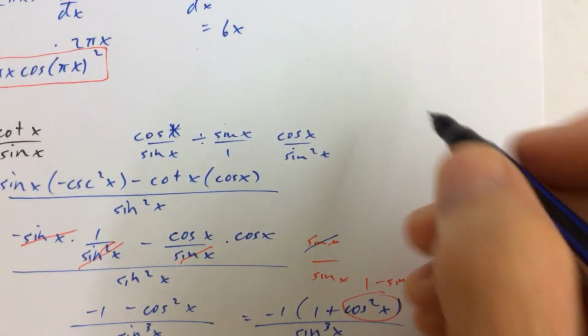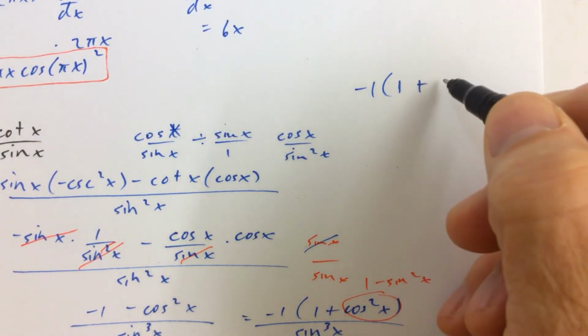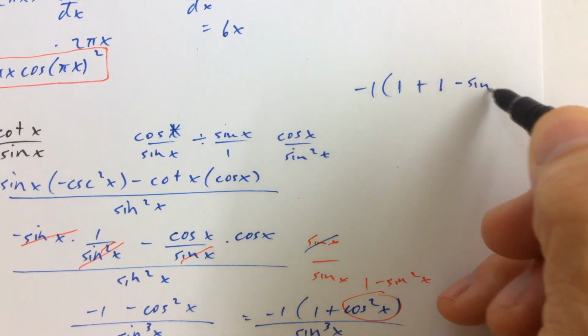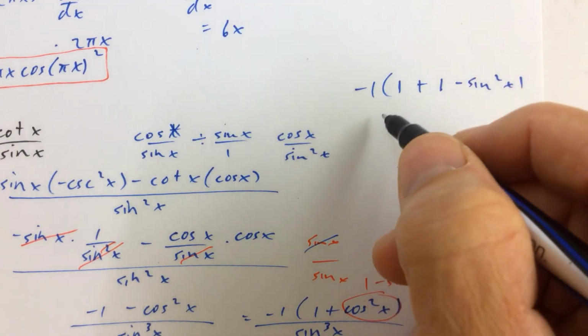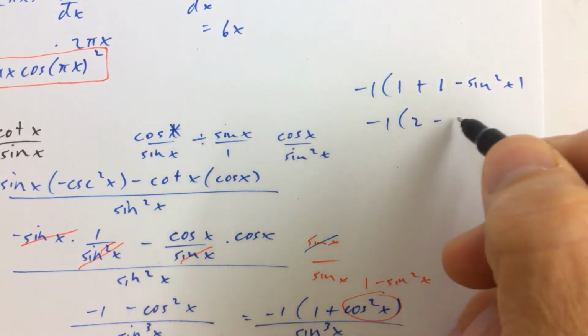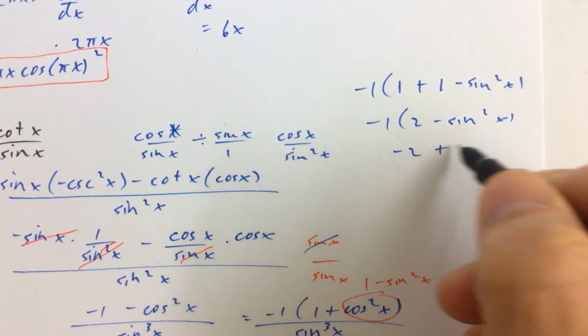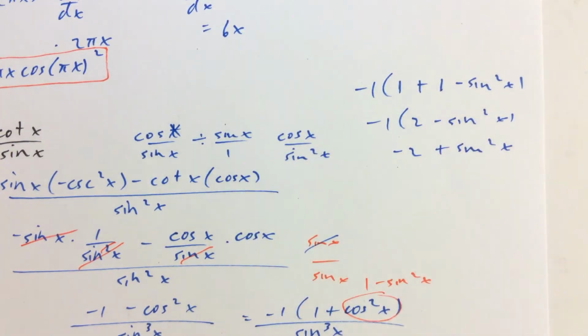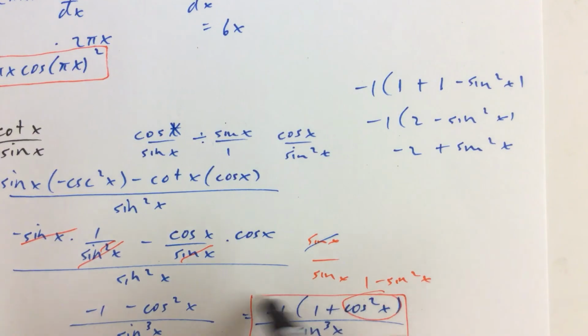Let me move it up here. So we have negative 1 times 1 plus 1 minus the sine squared of x. This is just the numerator now. We get negative 1 times 2 minus the sine squared of x. We get negative 2 plus the sine squared of x. This is not really going anywhere. So, I don't know. I would tend to just leave it alone, like right there.